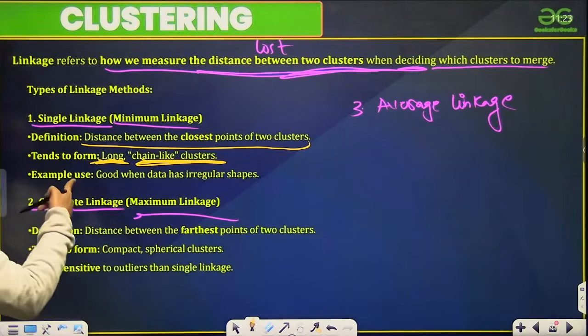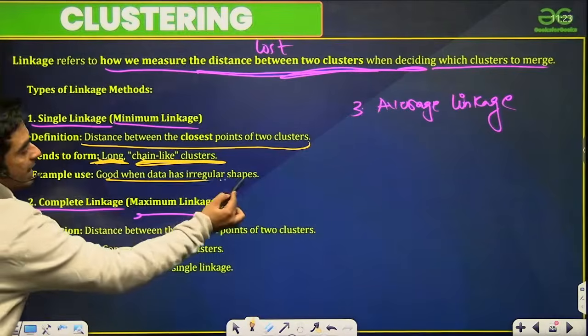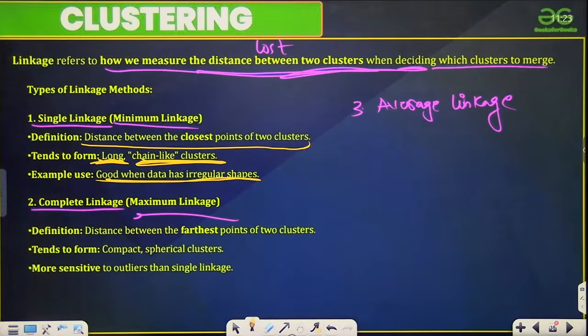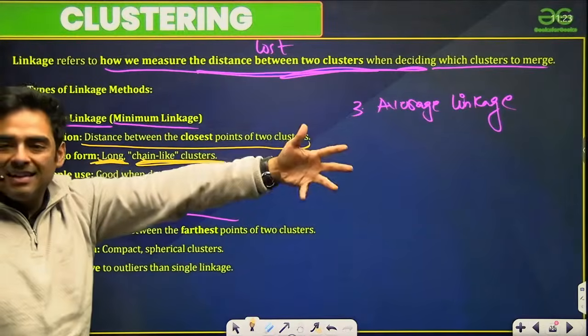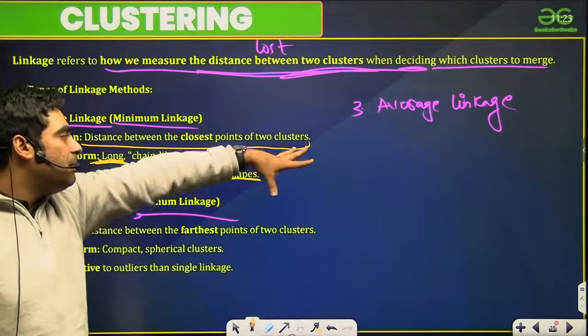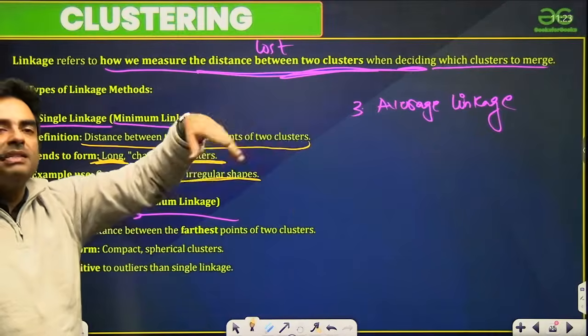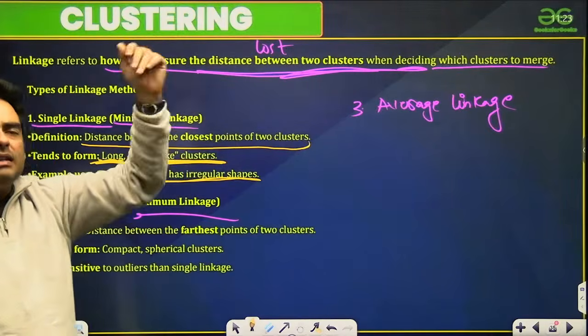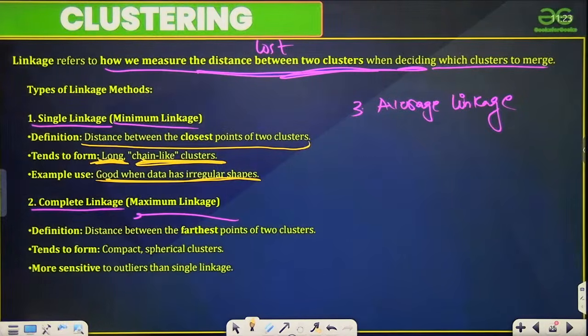And where do we use this? It is good when data has irregular shapes, majorly used when there are more outliers and no regular shape of the data, or where the data has more non-linearity. In those cases we generally use single linkage.